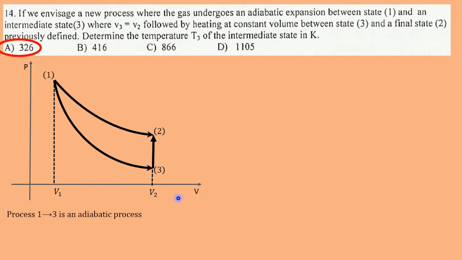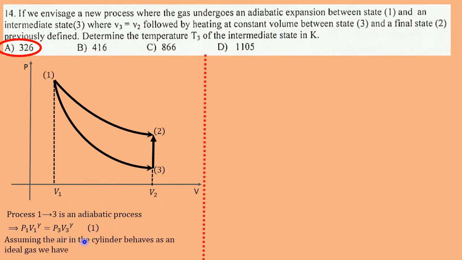Now process 1-3 is an adiabatic process, so that means that we can write P1 V1 raised to the gamma equal to P3 V3 raised to the gamma, which we call equation 1. So that's from our previous knowledge. Assuming the air in the cylinder behaves as an ideal gas, we have PV equals nRT, if and only if P equals nRT on V. That should be equation 2. Substituting 2 in 1 implies that nRT1 on V1 times V1 raised to the gamma is equal to nRT3 on V3 times V3 raised to the gamma.